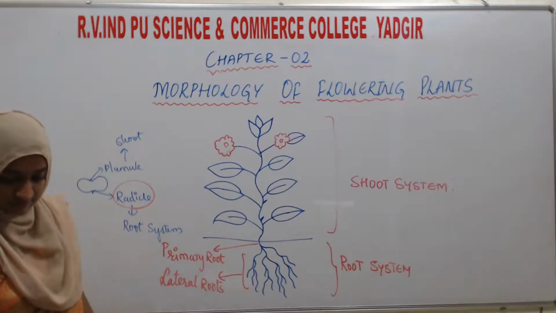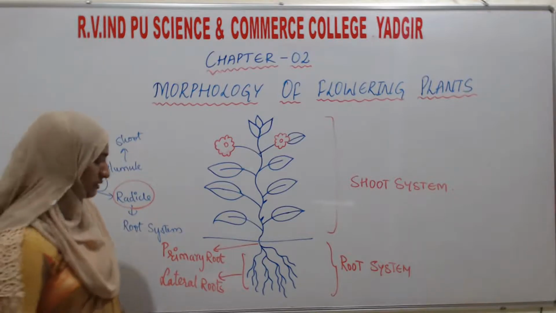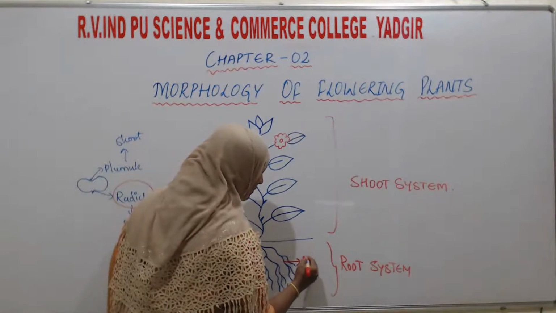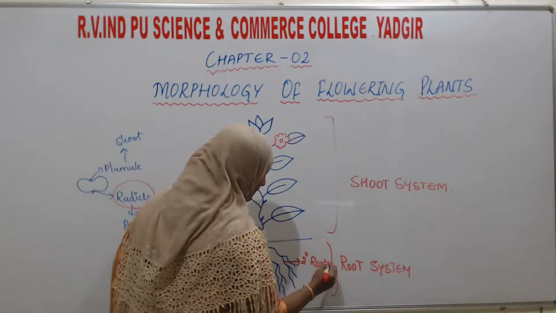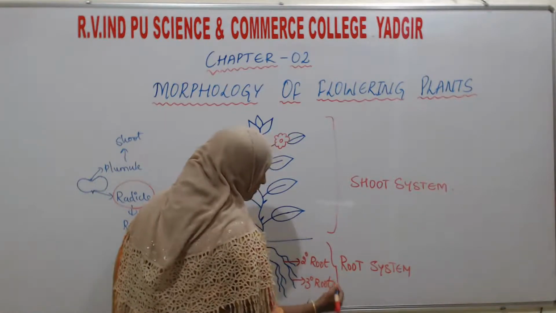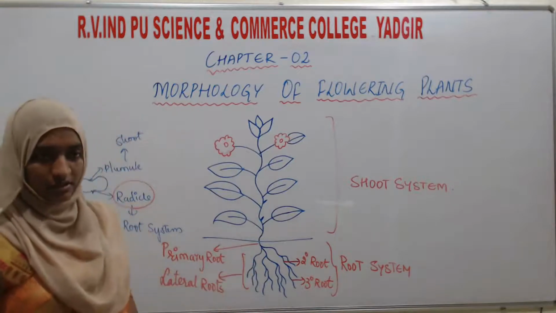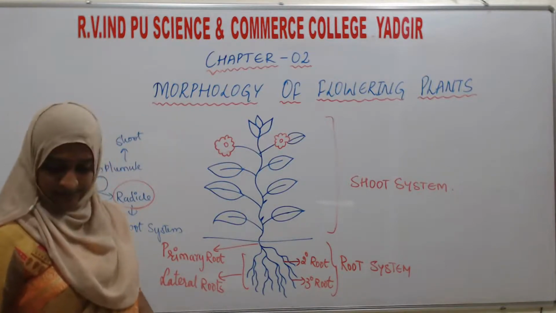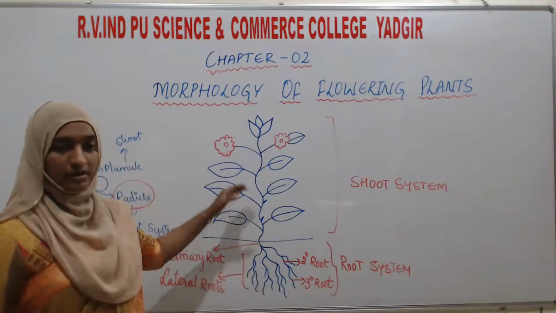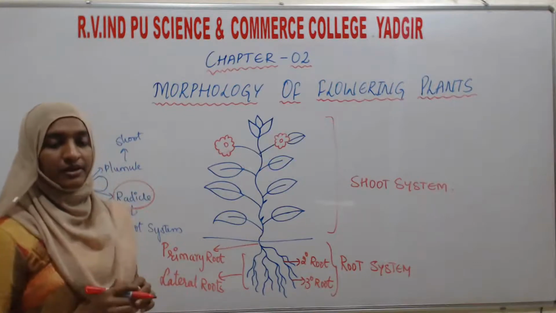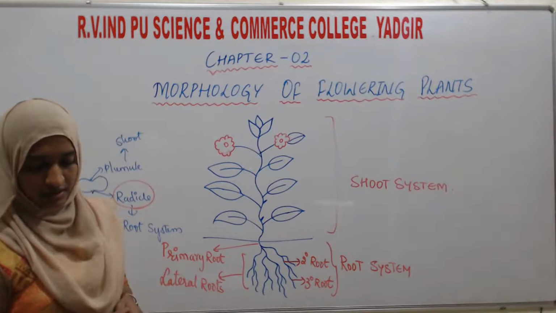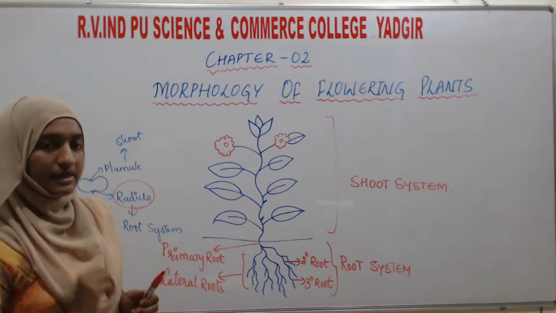Here I will write. This is the secondary root. Then this is the tertiary. Okay, secondary root, then tertiary root. The next thing, here you see, in the shoot system, which is present just above the soil surface, that is in the aerial part. Here there is a presence of first, the stem.